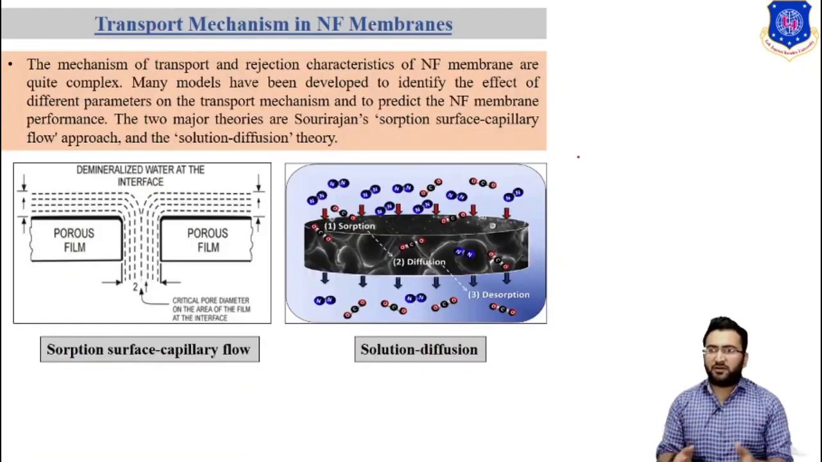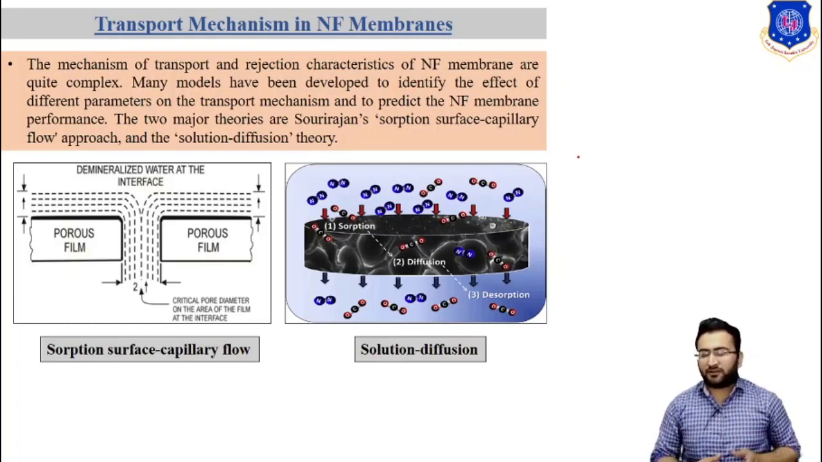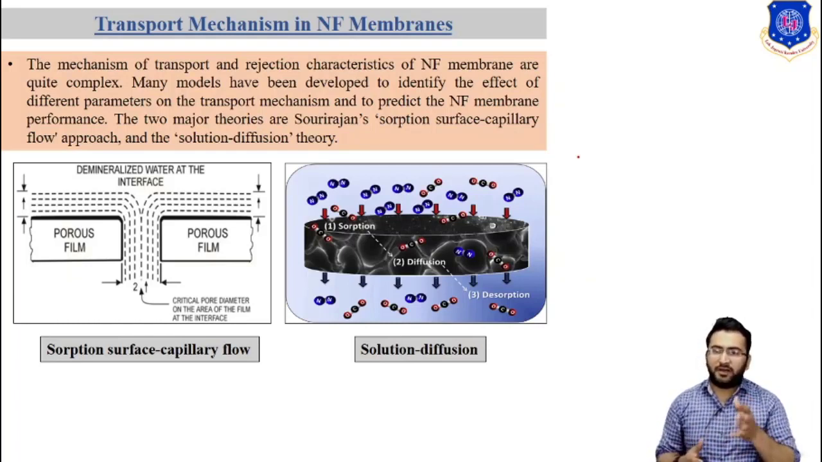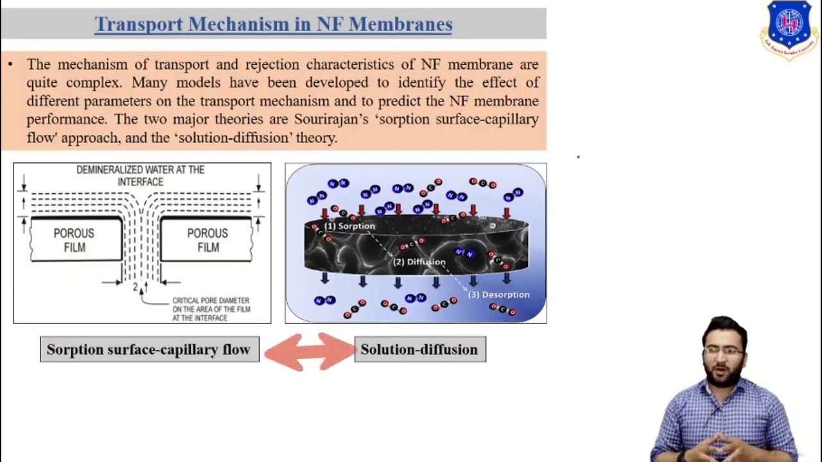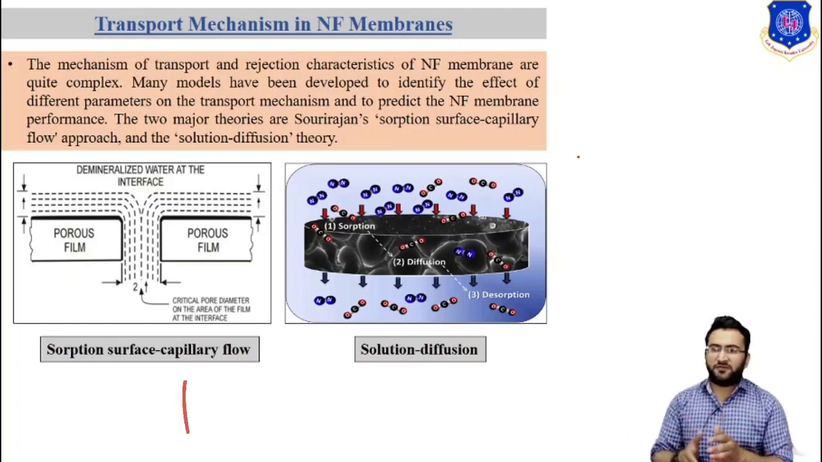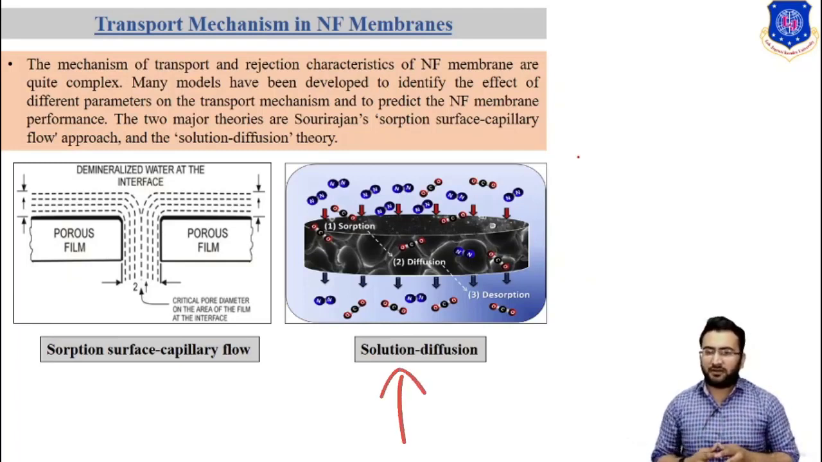Now let's discuss the transport mechanism in the nanofiltration membrane. The mechanism of transport and rejection characteristics of the nanofiltration membrane are quite complex. Many models have been developed to identify the effect of different parameters on the transport mechanism and predict nanofiltration performance. Two major theories have been developed for the transport mechanism: first, the Sourirajan-Thompson surface capillary flow approach, and second, the solution diffusion theory.